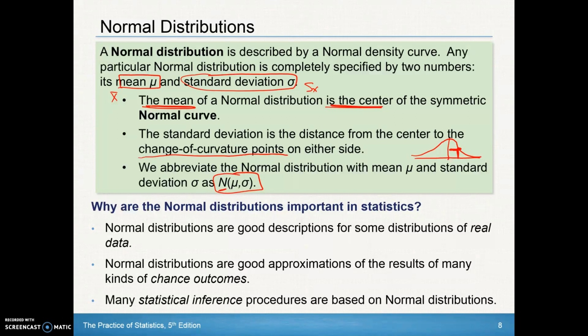So why are they so important? Well, normal distributions are good descriptions of some distributions of real data. They're also good approximations of chance outcomes. And when we get into the second semester, a lot of statistical inference does rely upon normal distributions.